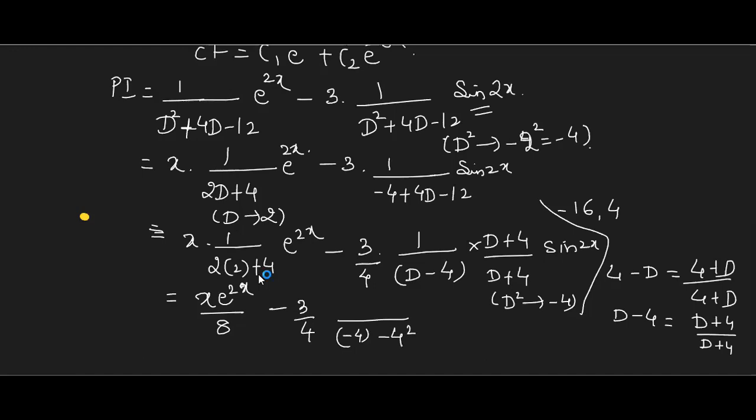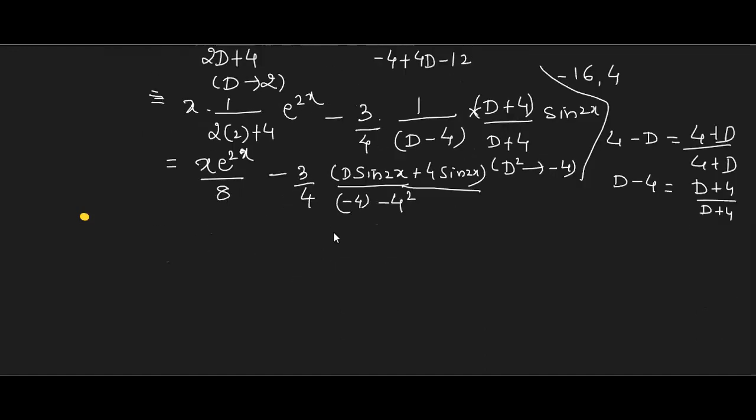Now, even for the numerator, what you can do is this. This is now d plus 4. Take this sine 2x inside. So this is like d operating on sine 2x plus 4 into sine 2x. The steps are clear. Tell me yes or no. Yes, ma'am. It's an easy thing, only we are applying 2-3 steps at once.